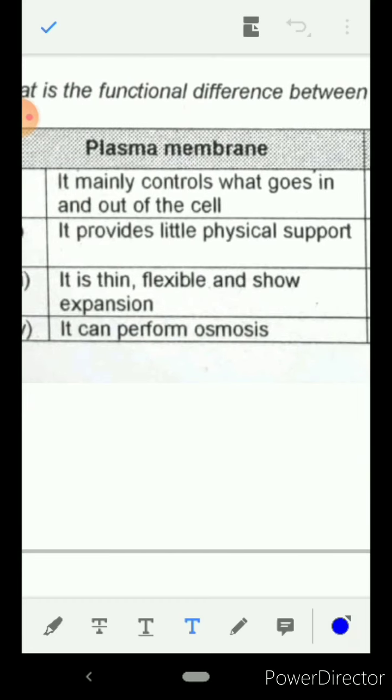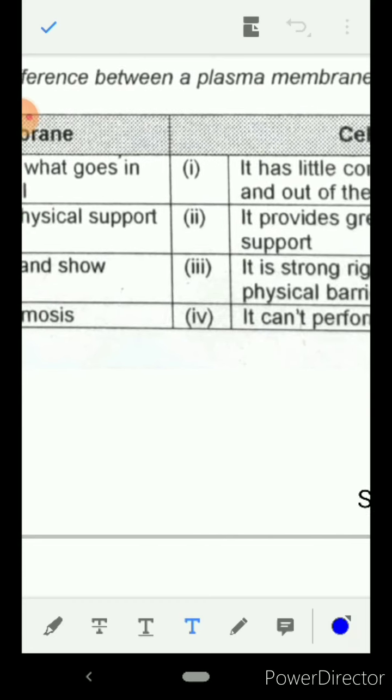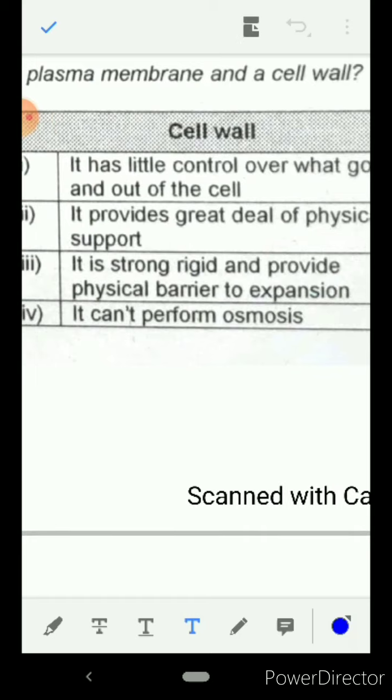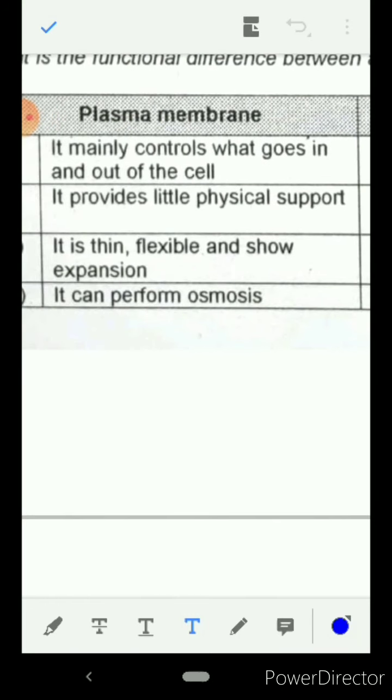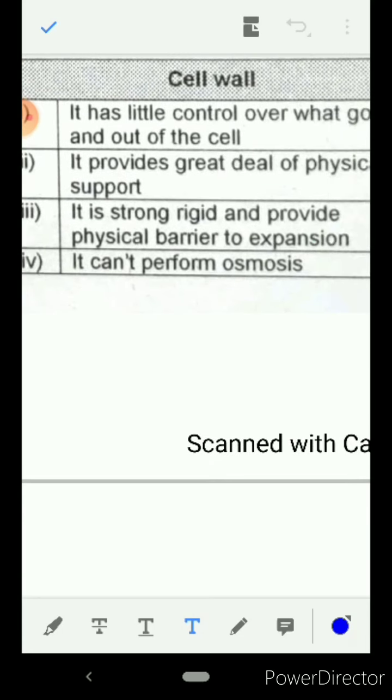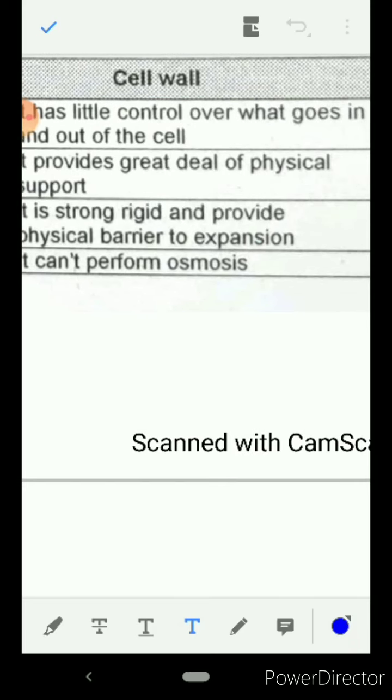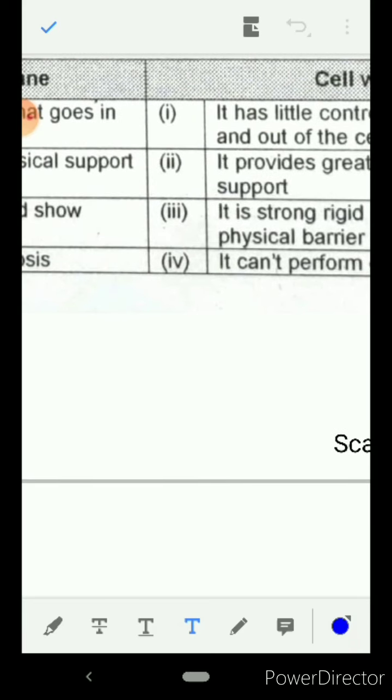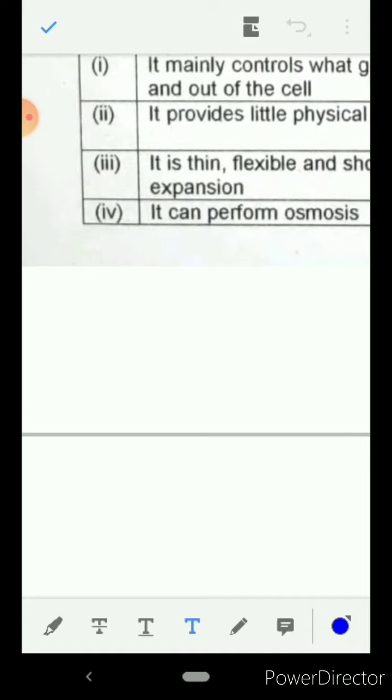Seventh, what is the functional difference between a plasma membrane and cell wall? Plasma membrane mainly controls what goes in and out of the cell, because we remember the plasma membrane is a semi-permeable membrane. The cell wall has little control over what goes in and out of the cell.